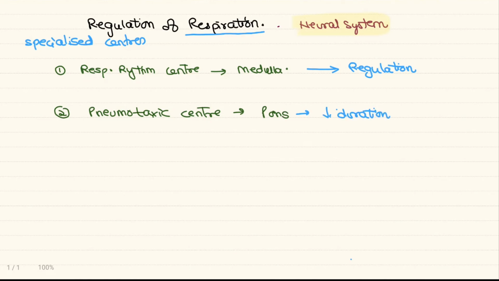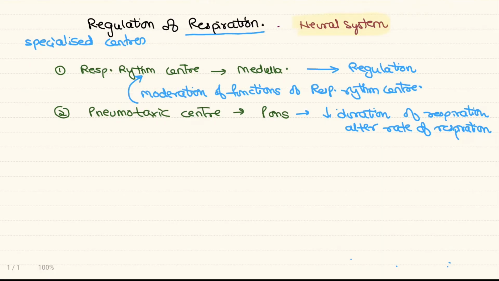The function of this center is to decrease the duration of the respiration. Now, this process will help to alter the rate of the respiration. So, based upon the need, when the body has to change the rate of respiration, the pneumotaxic center will become active. This pneumotaxic center is responsible to moderate the functions of the respiratory rhythm center.